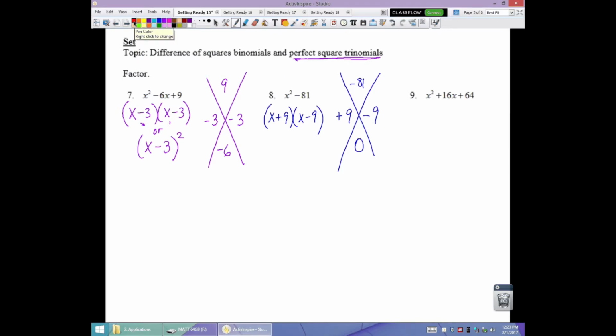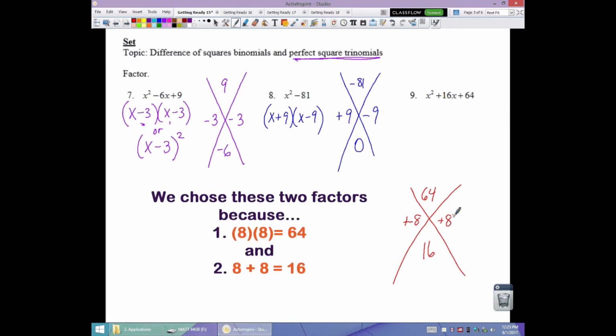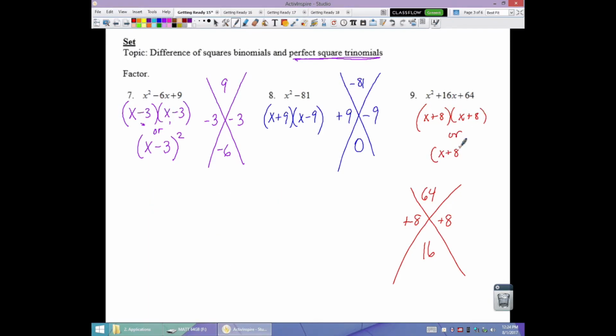Number 9. There's no GCF, so I want a product of 64. I want a sum of 16. Since the 64 is positive, these will both be the same sign. To get positive 16, they'll both have to be positive. So what factors of 64 add up to 16? That's 8 and 8. So x plus 8 times x plus 8, or exactly the same thing as if you write the quantity x plus 8 squared.